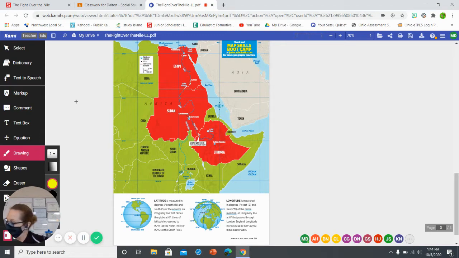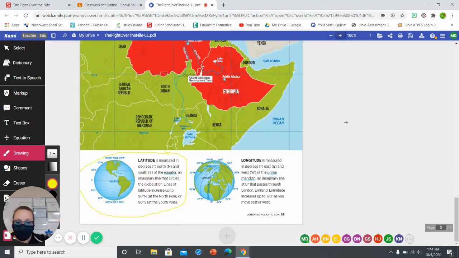All right, so the first one says, latitude measures distance north and south of what imaginary line? Okay, so what you're going to do is you're going to go down here and look in this section and find the most important latitude line, the one that all other lines are measured by, and write the name down of that particular line. All other latitude lines are measured.